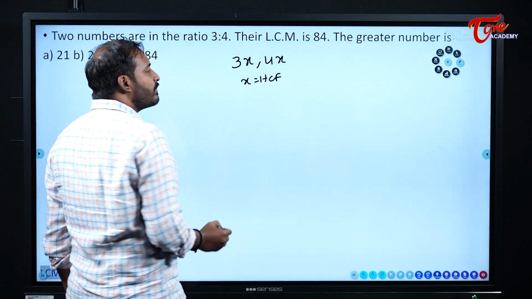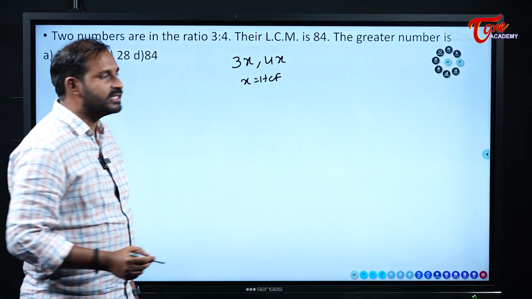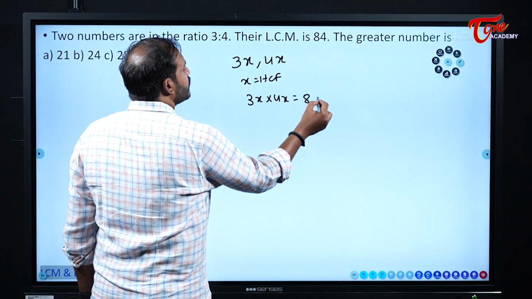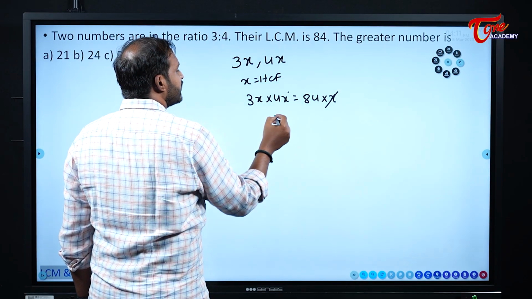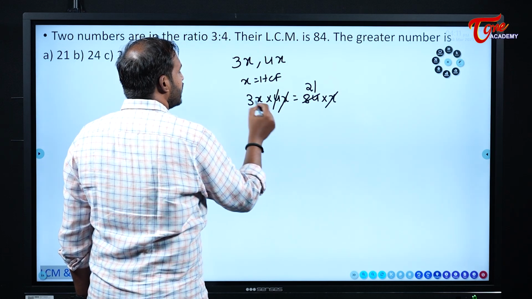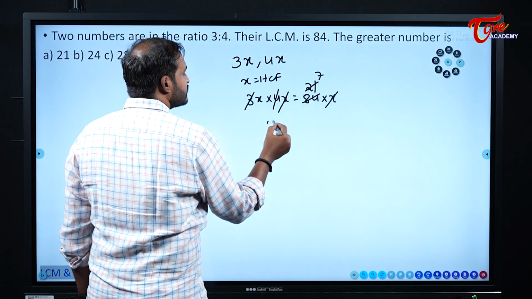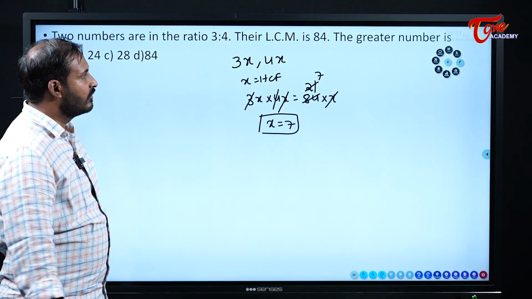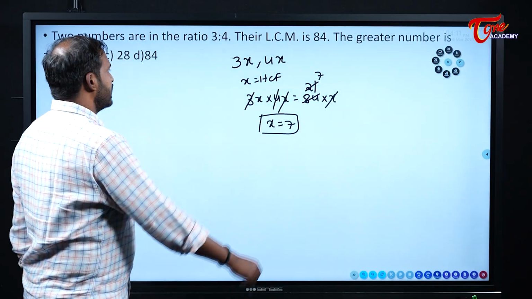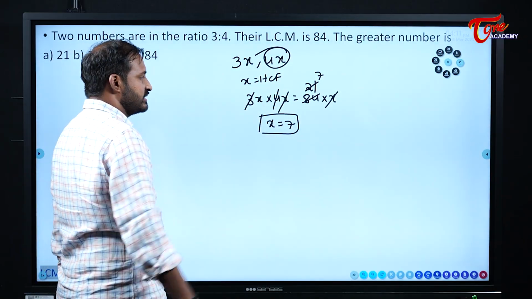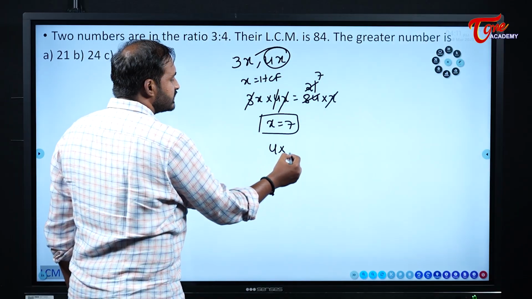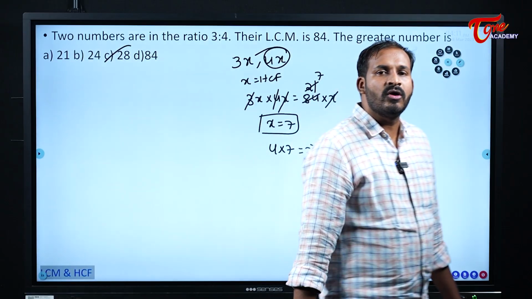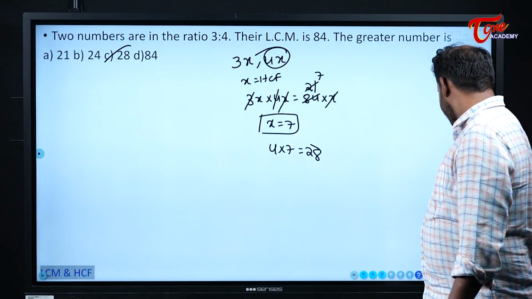Okay, good. We know that product of two numbers is equal to product of their LCM and HCF. So 3x into 4x is equal to 84 into x. x and x will get cancelled. 4 ones are 4, 4 21s are 84, and 3 ones are 3, 3 7s are 21. So x value will become 7. That is nothing but the HCF. Now they are asking us the greatest number. What is the greatest number among these two? 4x. 4x means 4 into 7, that is 28. So 28 is the greatest number among the given two numbers.